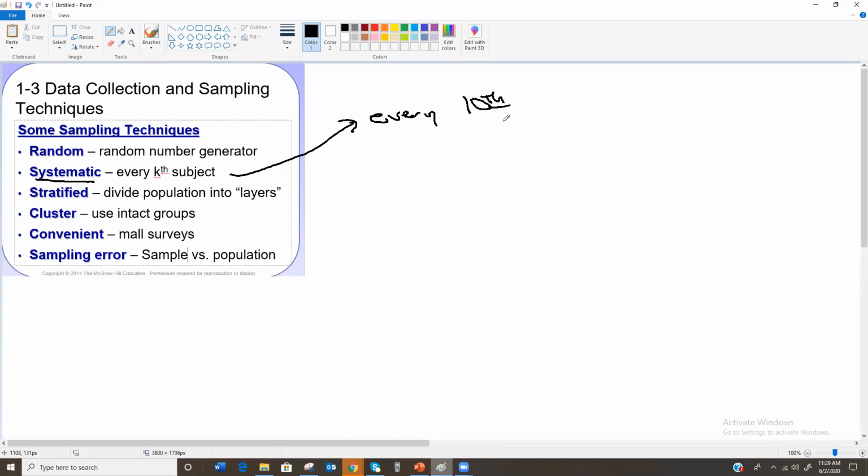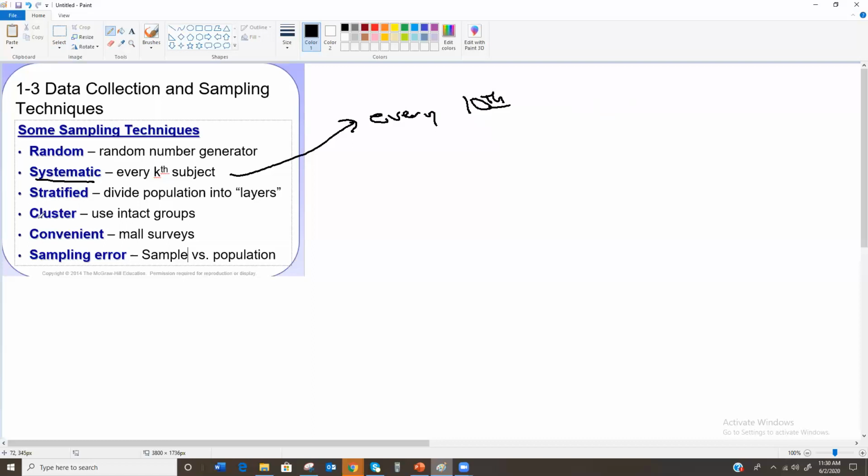People could be coming into a concert, and you ask every 20th person entering the concert, where did you buy your ticket? Online, at the box office. Almost everybody buys online anymore, but where did you get your ticket, or what city did you come from, or something like that. If you ask every 20th person coming into the concert, then you've done systematic sampling.